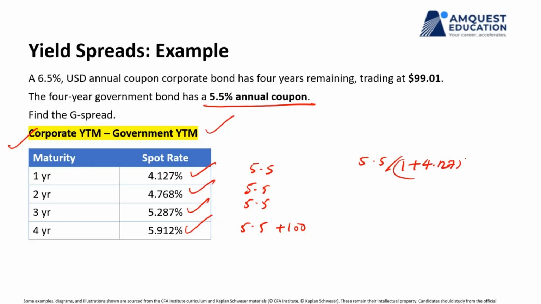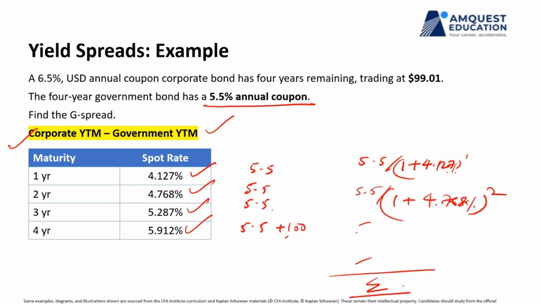4.127% raised to the power 1. 5.5 divided by 1.04127 plus 5.5 divided by 1.04768 raised to the power 2. So every time you will have to use a different rate to discount these numbers. Add the numbers, whatever that number turns out to be is the price of the bond. And when you know the price of the bond, you already know it's a 4-year bond, N equal to 4.